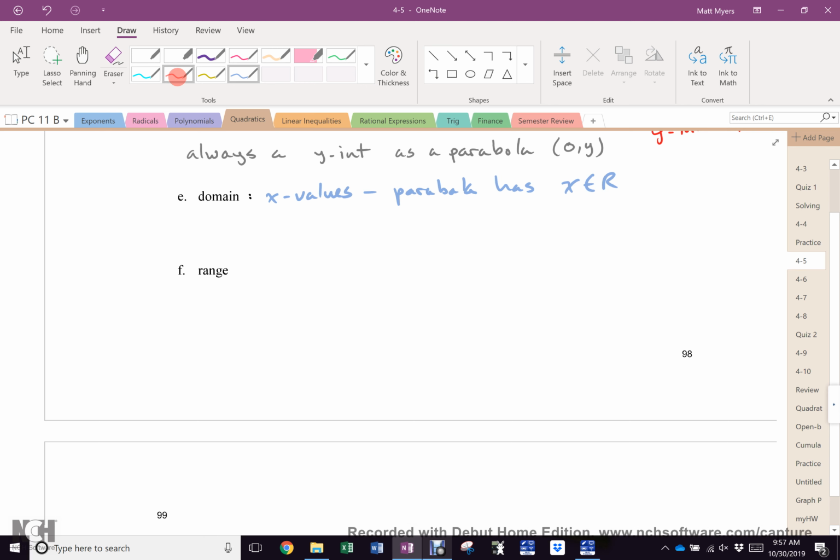What's the range? That's our y values. Now, our y values have a limit, don't they? What is the limit?